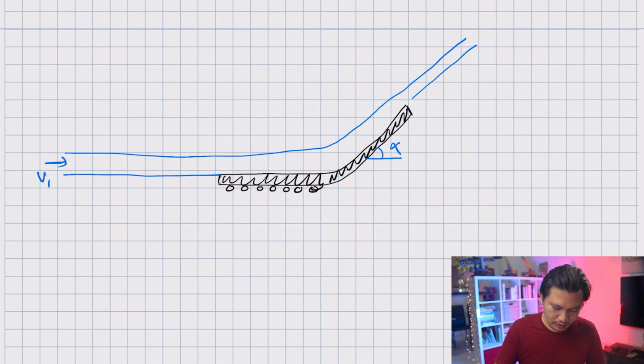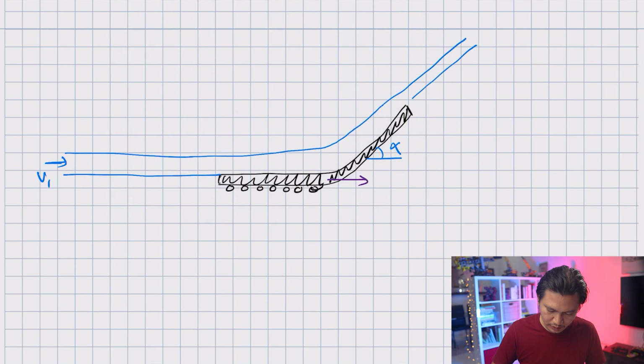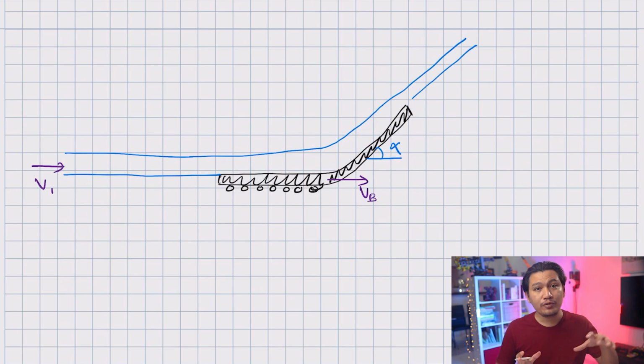Let me write this in purple just to differentiate it. So this moves to the right with velocity VB. And this is water from left to right at velocity V1. Now when you have two velocities moving in the same direction, you're going to end up with a relative velocity. The concept of relative velocity is very simple.